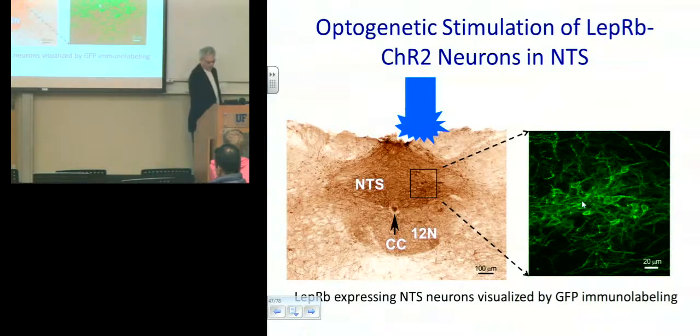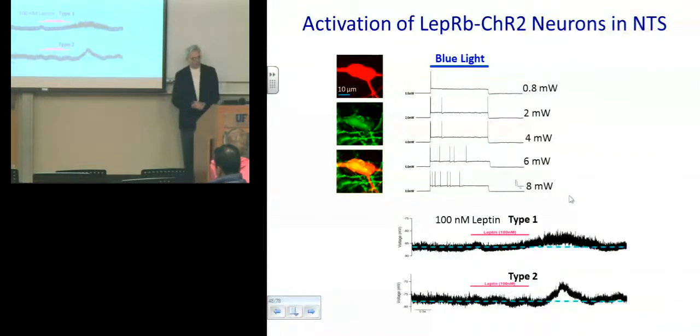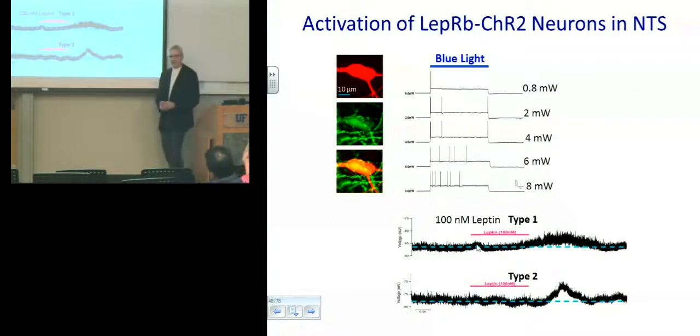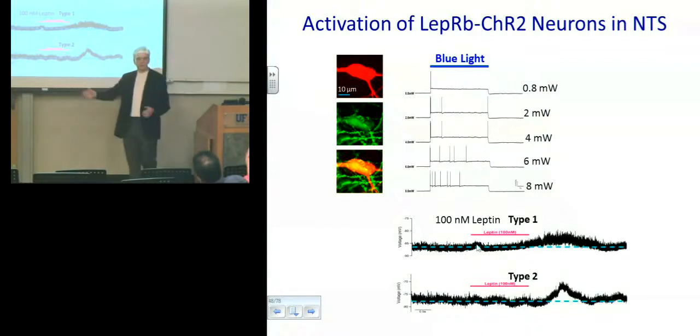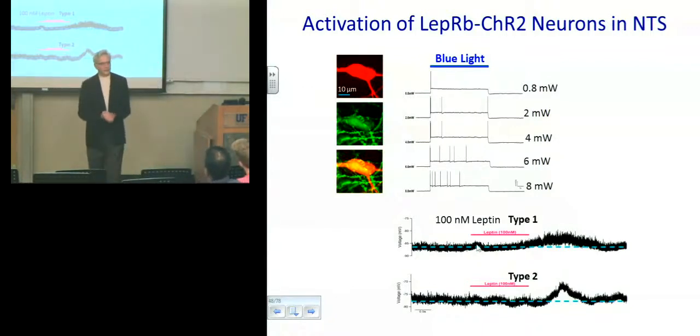And so if we optogenetically activate those things, we in vitro see nice responses. So this is in a slice. And we just see that depending on how much light we give, we get a bigger and bigger response. And if we put leptin on itself, we get a delayed response. It takes time for leptin to exert its depolarizing influence, but it will depolarize these neurons over a period of time.